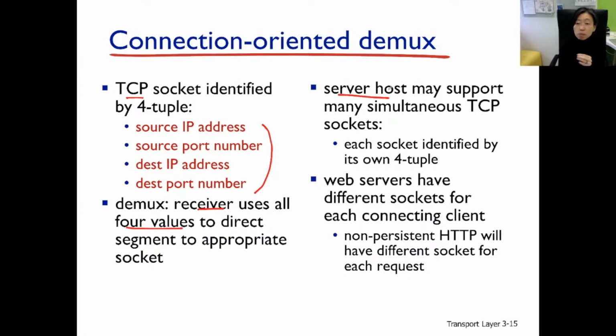Now, a server process running on the host could be maintaining multiple sockets, one for each pair of communication per client. So, for example, a web server process could have multiple sockets open for each connecting client. And if this is the older form of HTTP the web server is running, it could be one socket per object request.